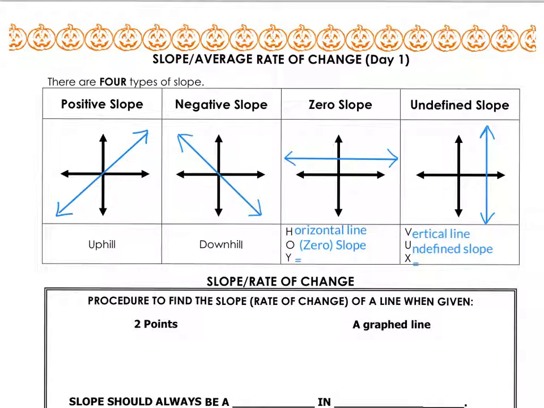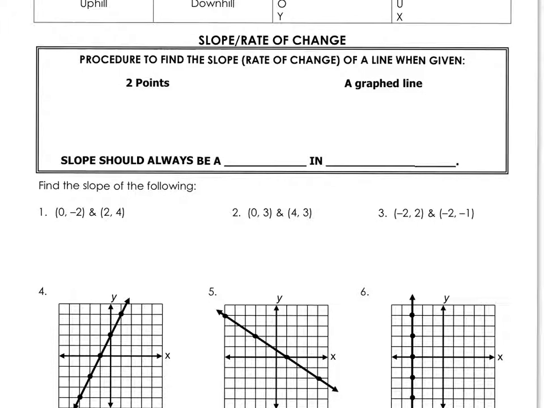Okay, so we can find slope or average rate of change in 2 ways. When we are given 2 points, we can find a slope, and remember average rate of change or rate of change, that's just another way of saying slope of the line, by using the formula. So the formula is m equals y2 minus y1 over x2 minus x1. And that's just another way of saying the change in y over the change in x.